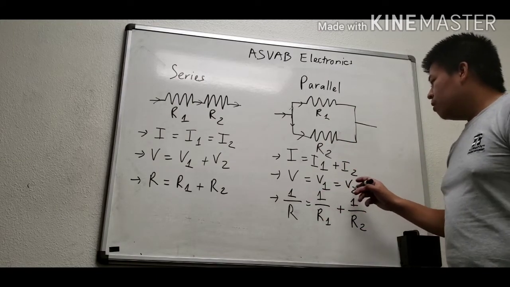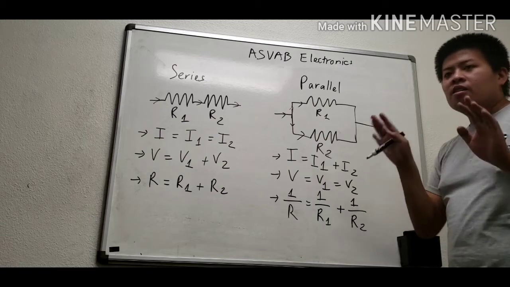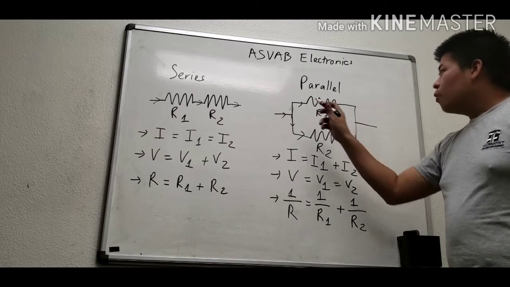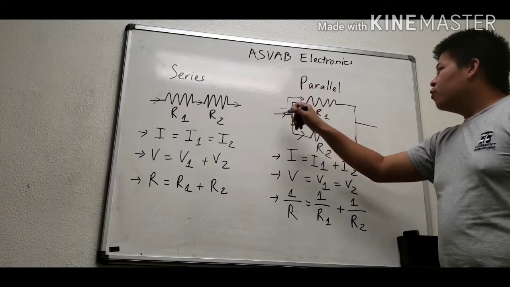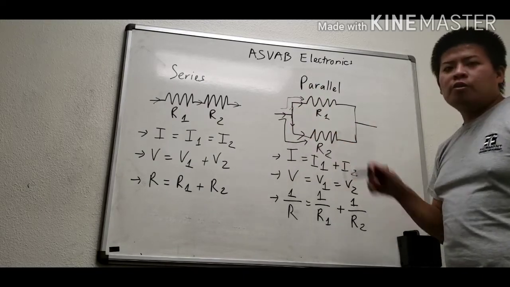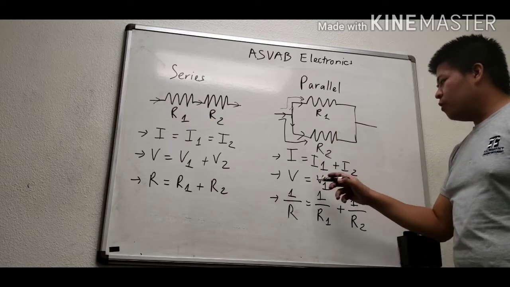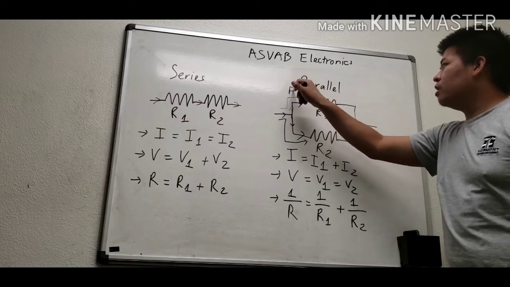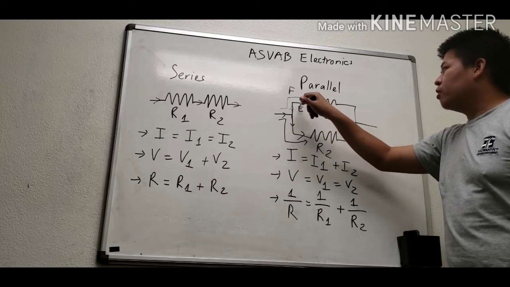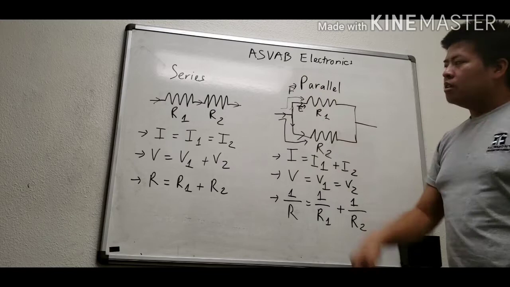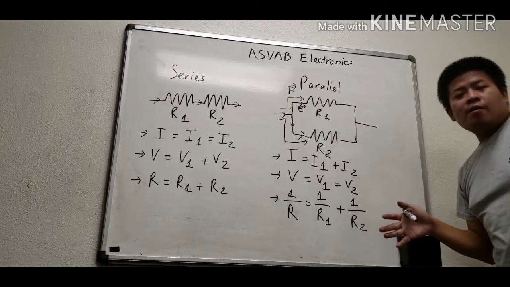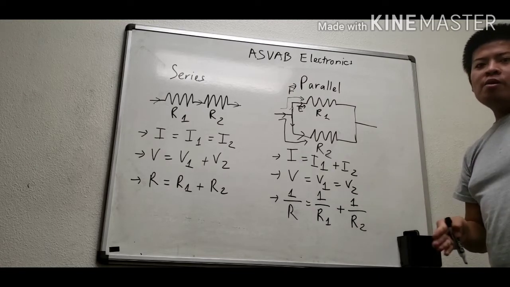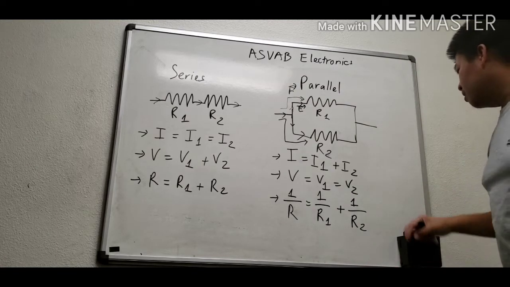We have V1 equal to V2 because when the force pushes at the same time, the force goes through the same for both R1 and R2. That's why we have V1 equal to V2. We have the force here, and this is the flow of electrons. So that's the way we understand series and parallel. I will do some practice so you can understand.